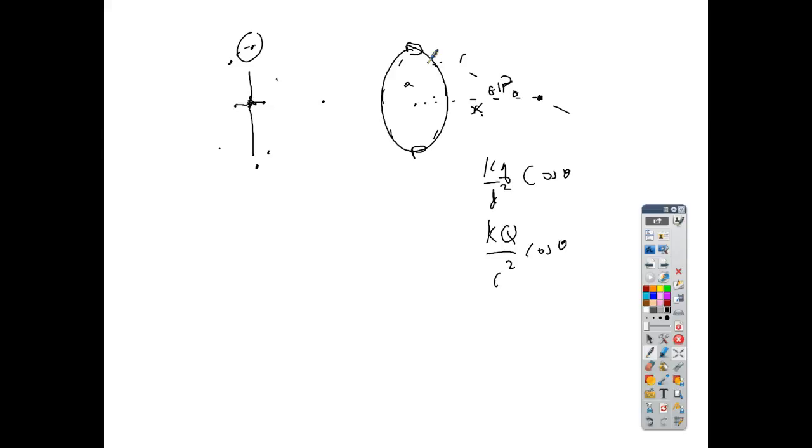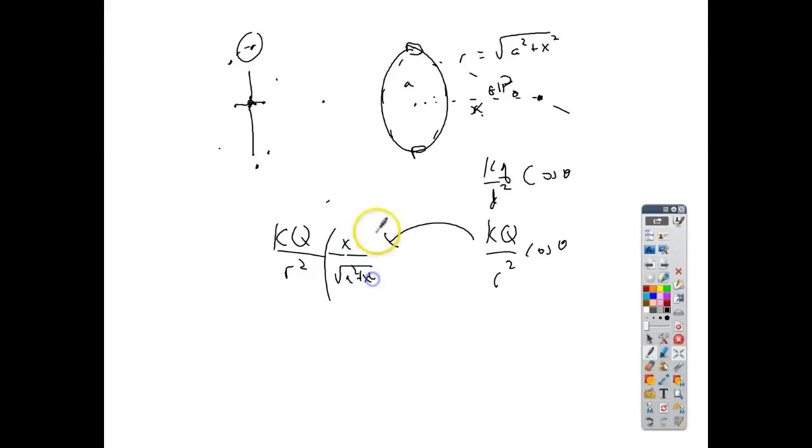And if that's the case, then I can rewrite cosine in terms of the sides of this triangle, can't I? Specifically, R would really be the square root of a squared plus x squared. Going to pause there, make sure you catch that. So that would be my hypotenuse. And my adjacent side would be x, wouldn't it? Yes. So cosine can be rewritten. I can rewrite this expression here as KQ over R squared times x over the square root of a squared plus x squared.